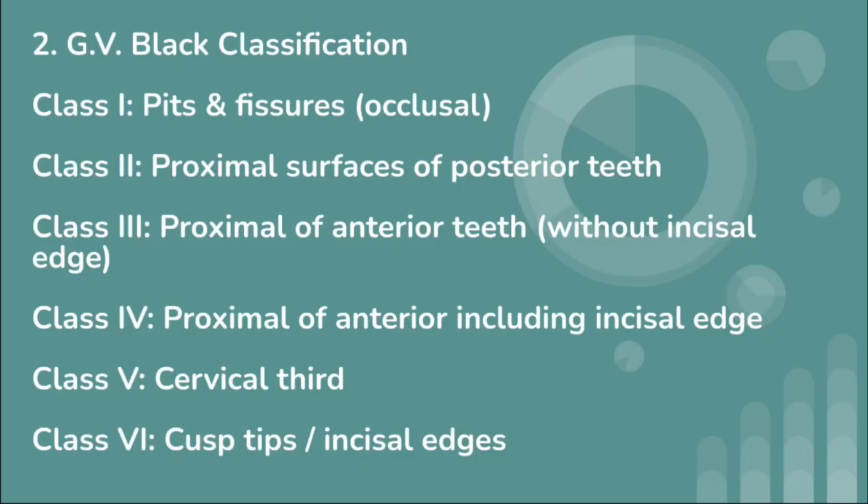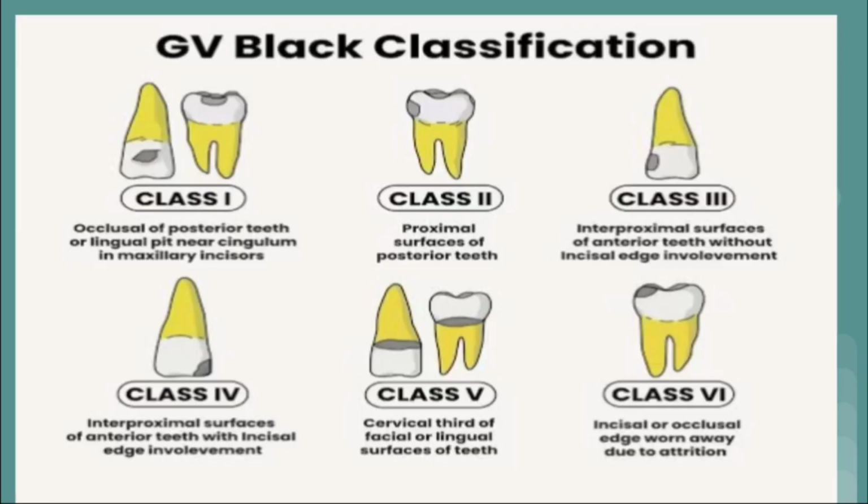So next is GV Black classification. Class 1 is pit and fissure. Class 2 is the proximal surface of the posterior teeth. Class 3 is the proximal of anterior teeth. Class 4 is the proximal of anterior teeth including the incisal edge. Class 5 is the cervical third, and class 6 is the cusp tip or incisal edge.